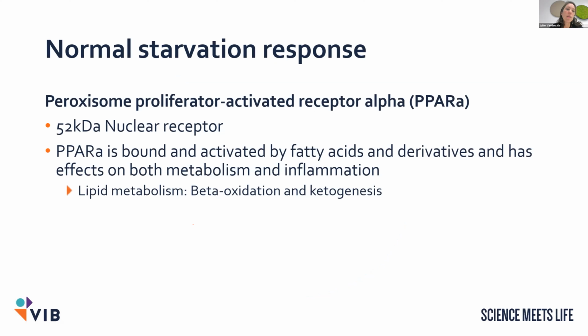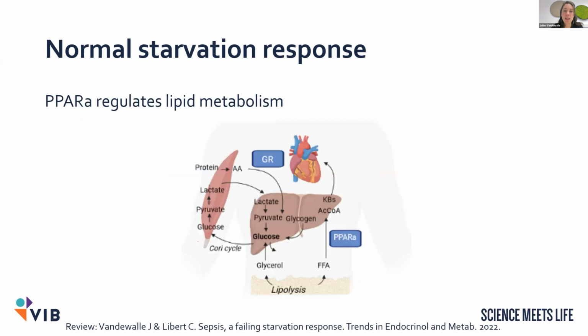Another nuclear factor that is important for the starvation response is PPAR alpha, or peroxisome proliferator activated receptor alpha. PPAR alpha is bound and activated by fatty acids and has an effect on lipid metabolism. PPAR alpha is important for the beta oxidation of fatty acids. During the normal starvation response, fatty acids are released from the white adipose tissue via a process known as lipolysis. This is aimed to provide energy by means of beta oxidation.